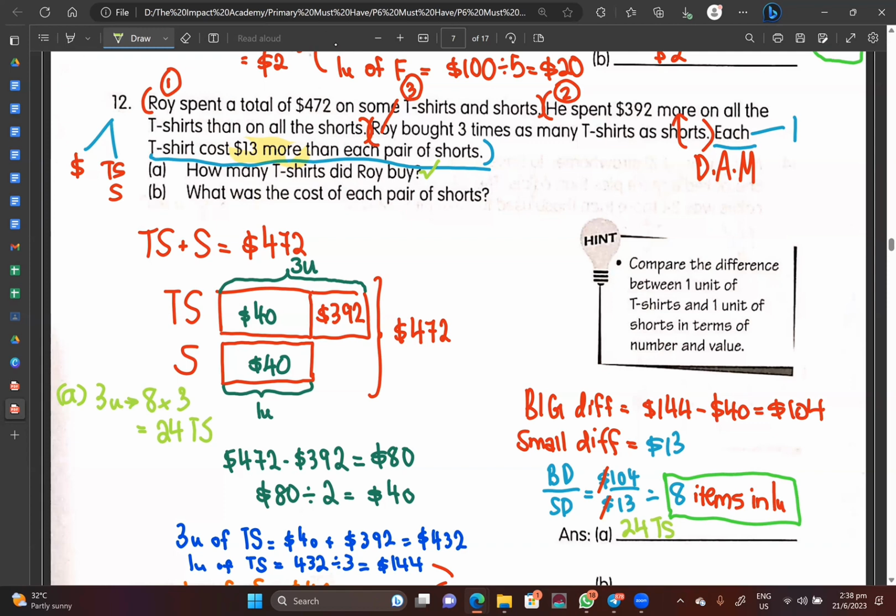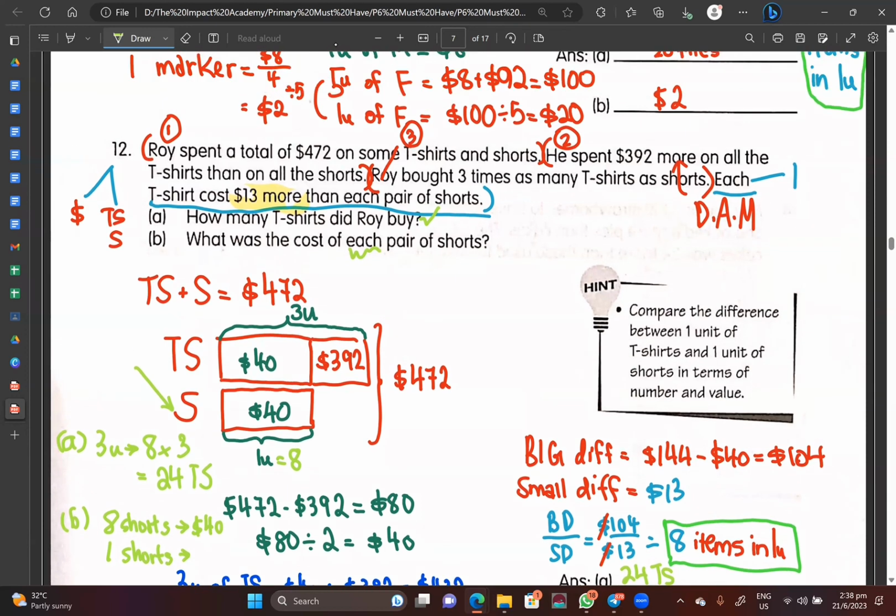Now, what we can do next is read the next part of the sentence. What was the cost of each pair of shorts? So fix your eyes on shorts. As you can see over here, shorts. This person bought how many shorts? 1 unit equals to 8, right? So that means how many shorts? 8 shorts, right? So for B, we know that 8 shorts is actually equal to how much? $40. So the question says, I want you to find each. So each means 1 shorts. Okay, so 1 shorts will therefore be 40 divided by 8, and therefore I will get to my beautiful answer of $5.